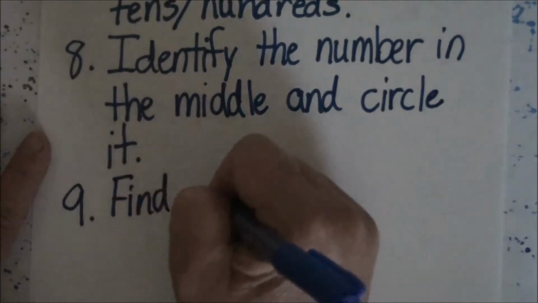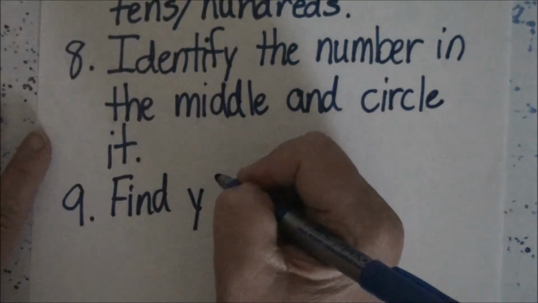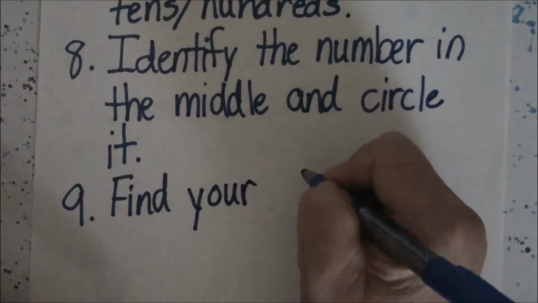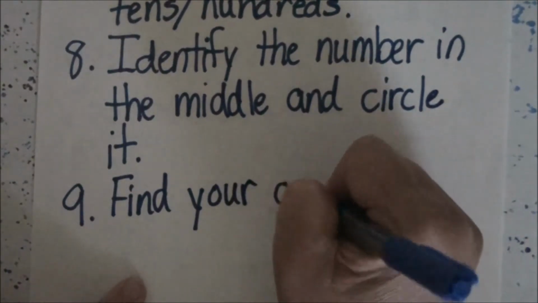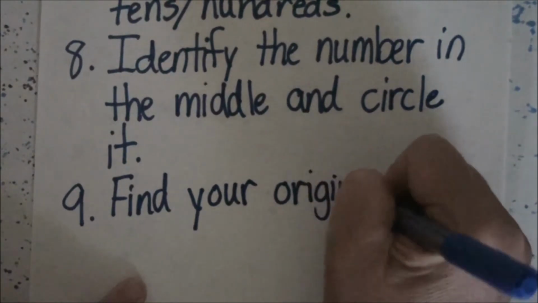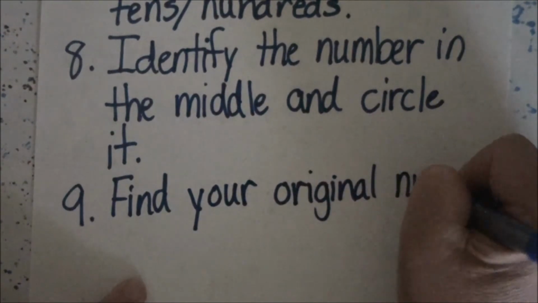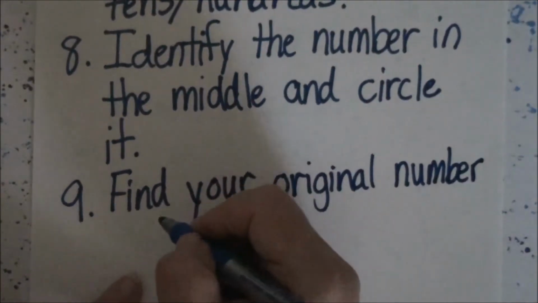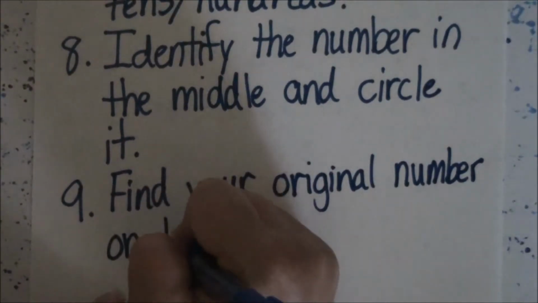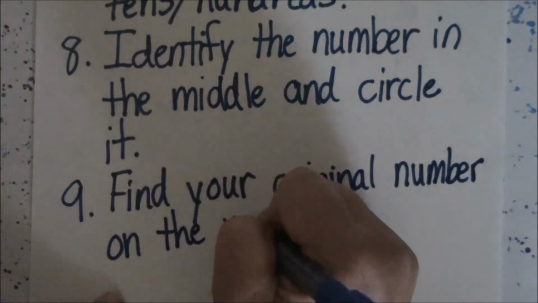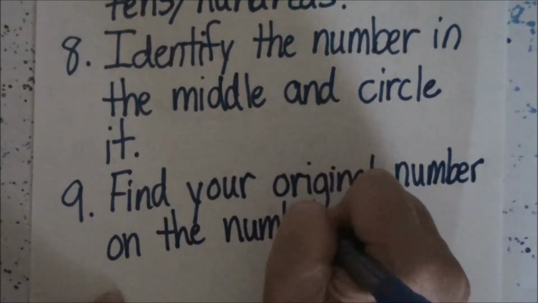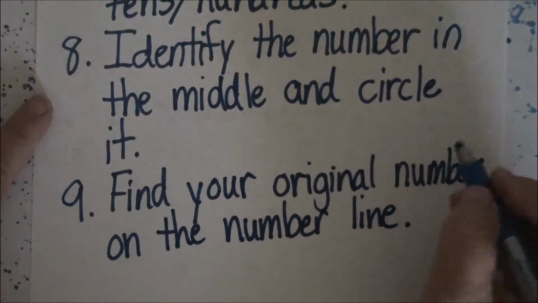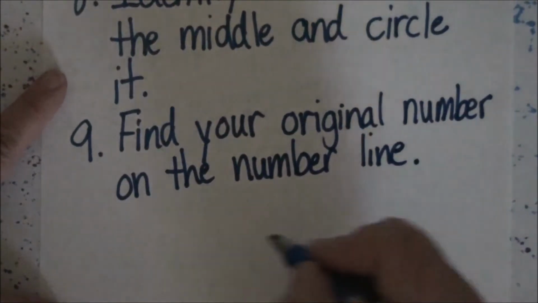Find your original number. That's the one you wrote in number 2, or that you put your place value chart around. On the number line, where would it be if it was on the number line? That's where you draw the arrow pointing down to the number line.